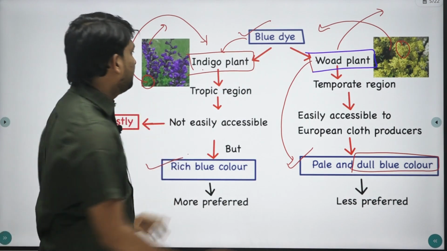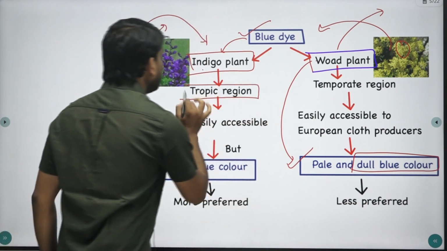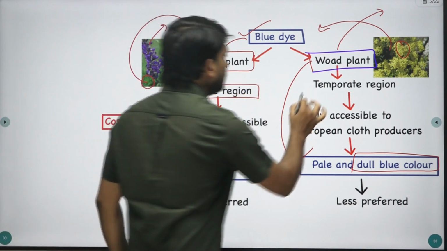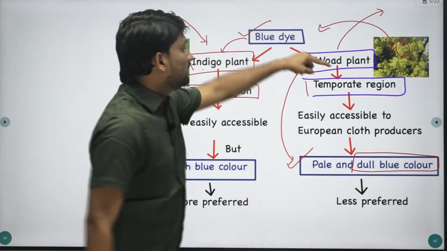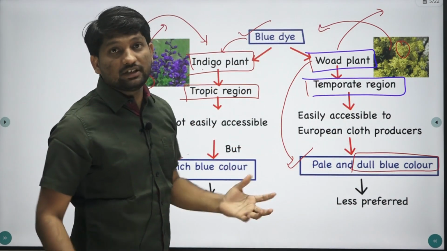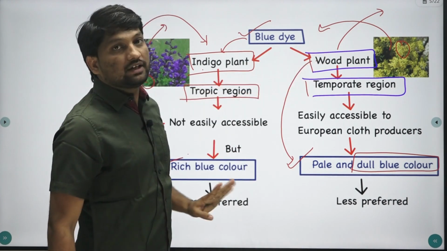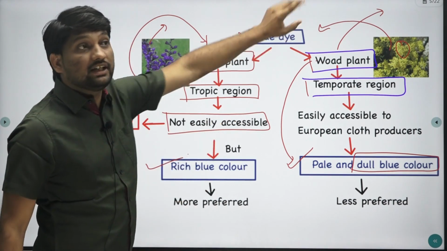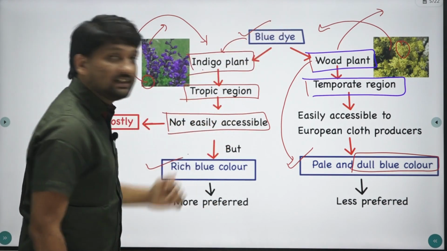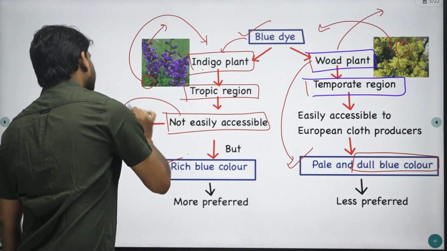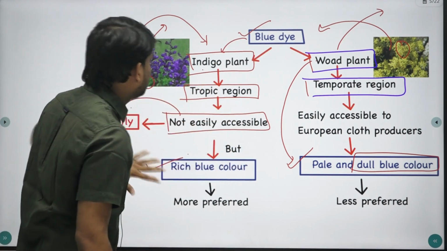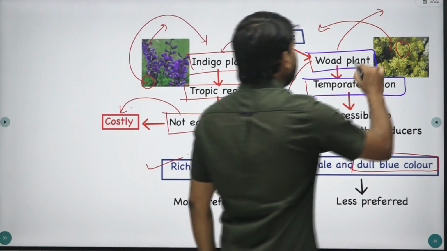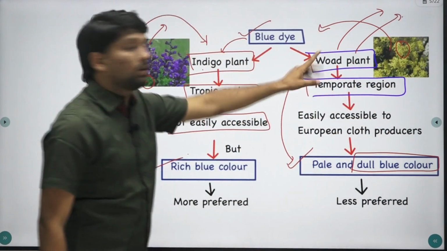But the main problem is that the indigo plant primarily grows in the tropical region. You can consider India. The woad plant primarily grows in the temperate region. As it grows in the temperate region, there is easy availability of the woad plant, and there is no easy availability of the indigo plant for Europeans in the European countries. As it was not easily available, it was costly. So though they preferred the dye from indigo plants, most of the times they needed to use the dye from the woad plant.